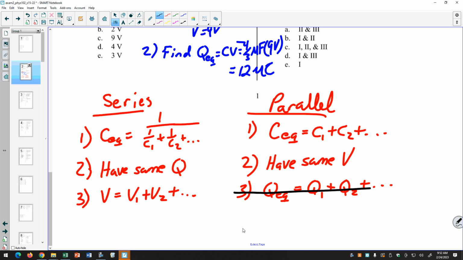So I list it though just to show that these rules are all really similar. Here I have the same charge, here I have the same voltage. Here the voltages add up, here the charges add up. And then finally, for both of these, I have Q equals CV and Q equals CV. Okay, so those are the rules.